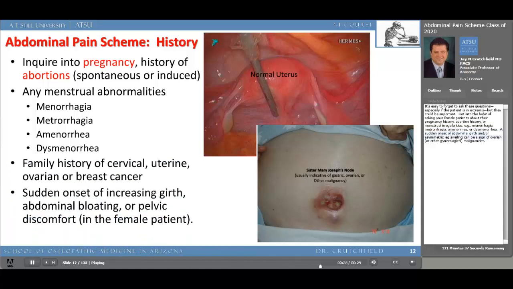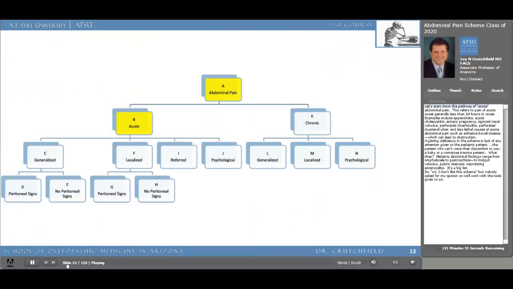This refers to pain of acute onset, generally less than 24 hours in onset. Examples include appendicitis, acute cholecystitis, ectopic pregnancy, sigmoid or cecal volvulus, perforated diverticulitis, perforated duodenal ulcer, and less lethal causes of acute abdominal pain, such as adhesive bowel disease, which can lead to obstruction.